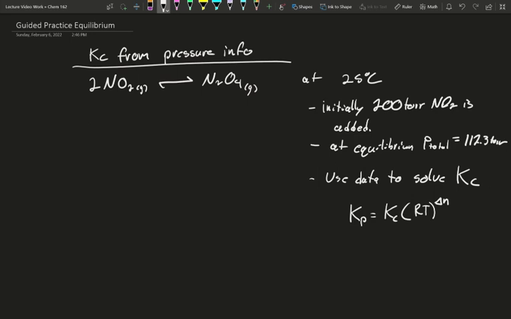Given this info, take a minute, see if you can solve what our pressures are at equilibrium, what our Kp is, and can we turn that into Kc? Go ahead and try that and come on back.